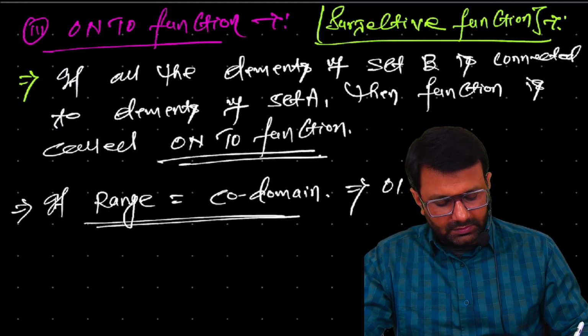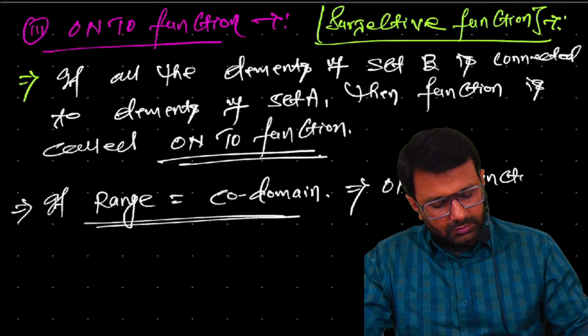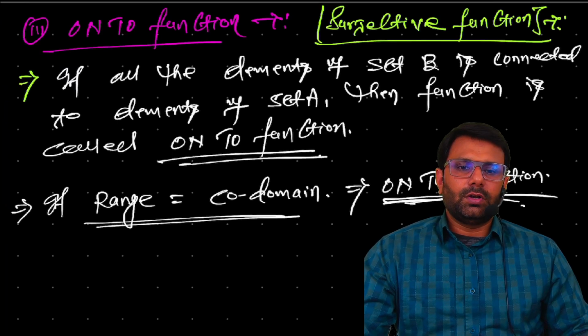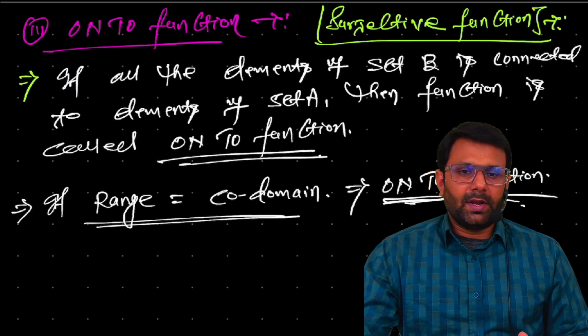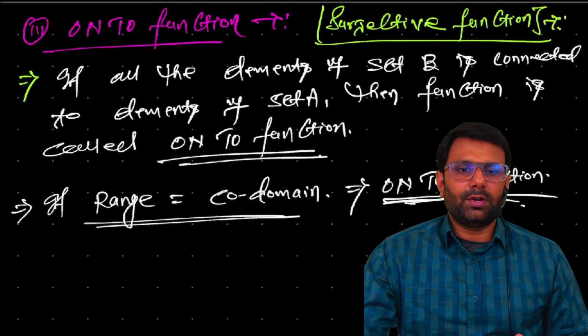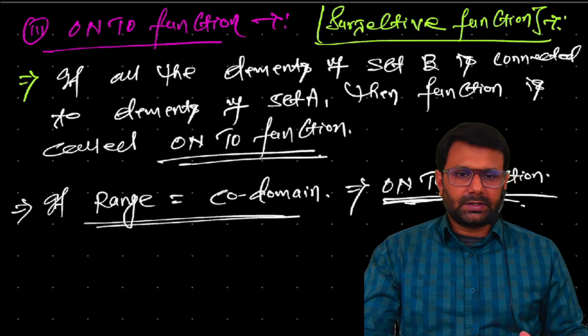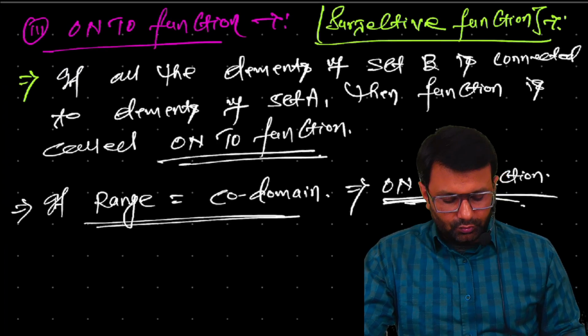Then the function is an onto function, or surjective function. So later I will discuss how to find onto and into functions. You already know how to find the range, yes or no? Later I will discuss with some examples how to decide onto and into functions.